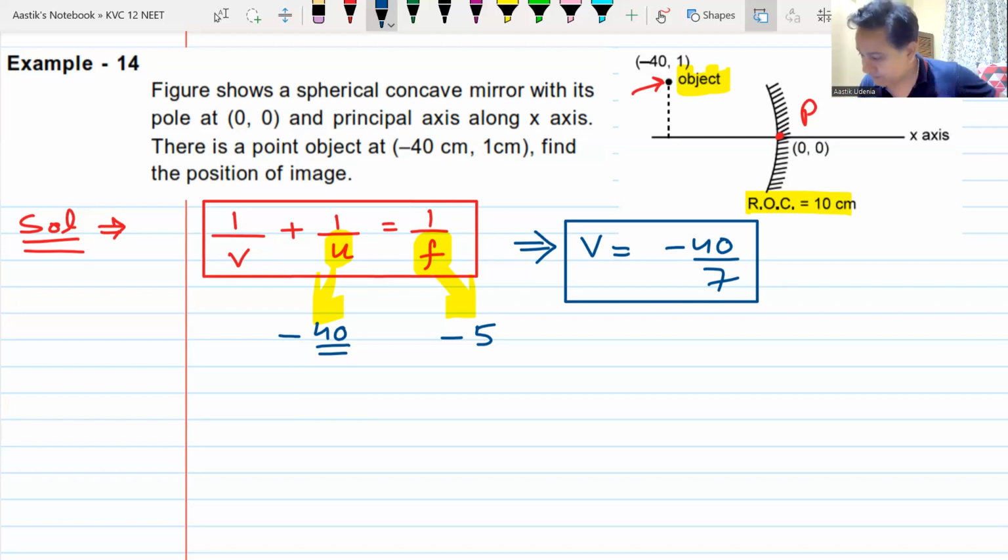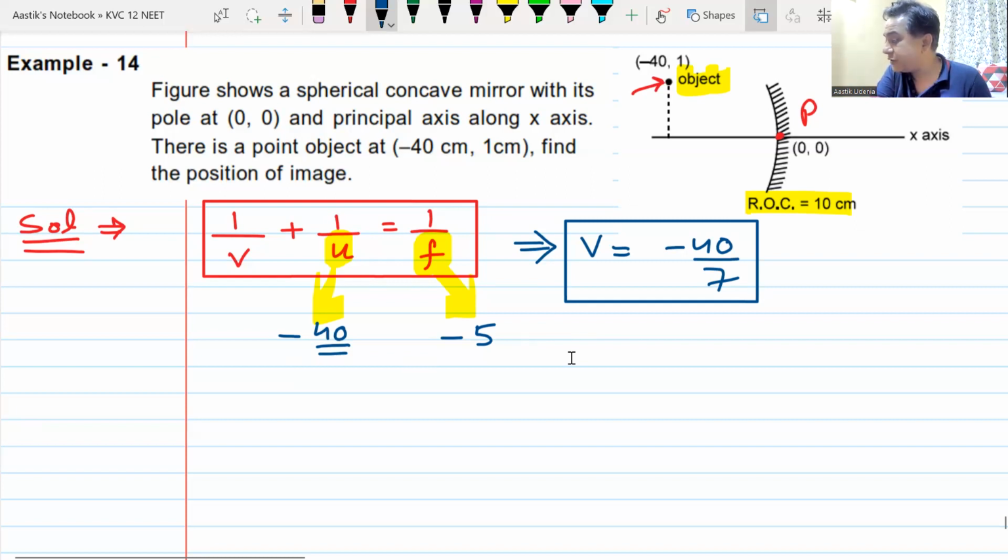It's a real image. But the problem is the object. If the object was placed on the principal axis, this was your answer. But the object is not placed on the principal axis. Now, if the object is not placed on the principal axis, the image will not be formed on the principal axis. Do we understand this? Yes, sir. Now, if the image is not formed on the principal axis, it might form below the principal axis or above the principal axis.